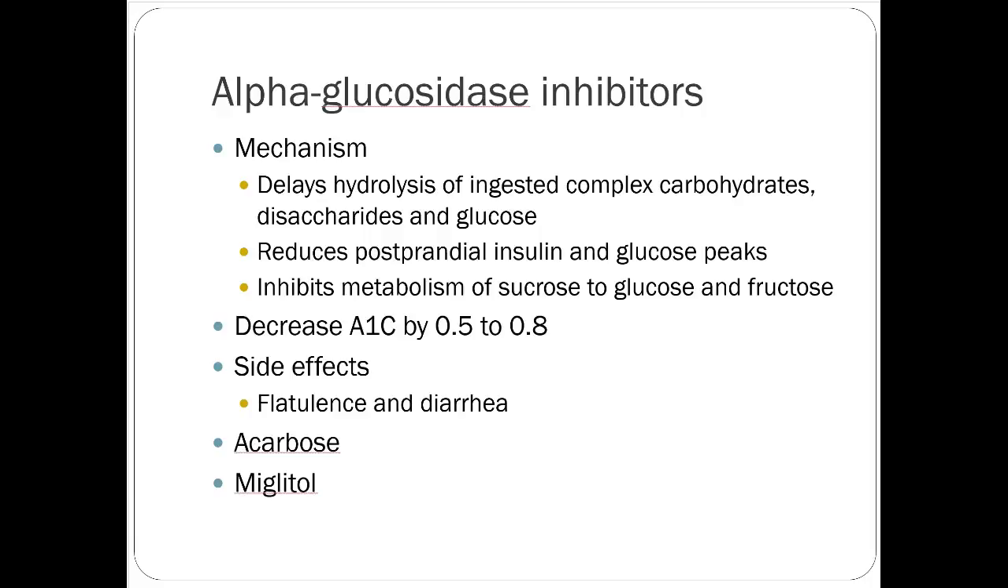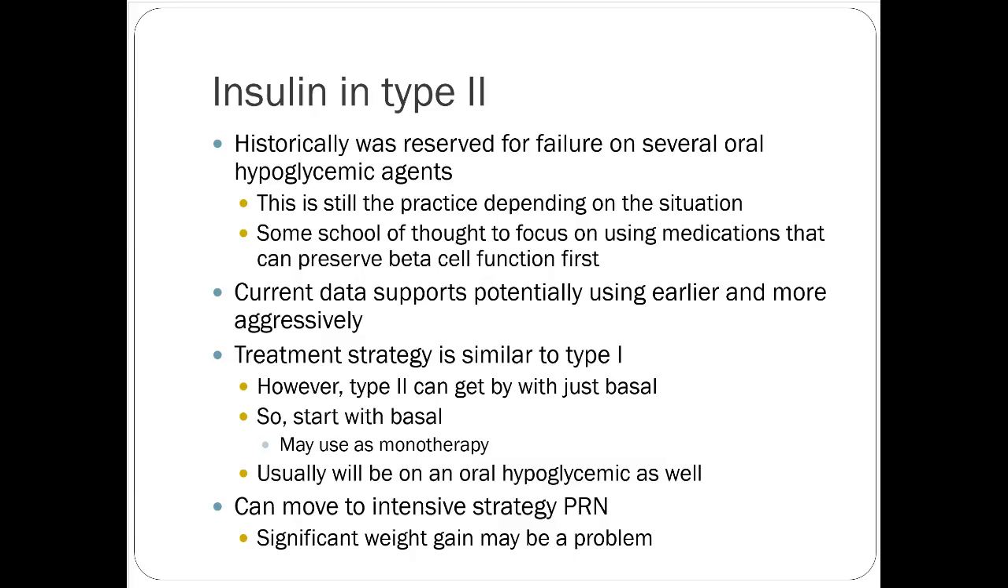Alpha-glucosidase inhibitors. These are delaying hydrolysis of ingested complex carbohydrates. So they're working primarily in the GI tract, which reduces postprandial insulin and glucose peak levels and inhibits metabolism of sucrose to glucose and fructose. They do decrease A1C substantially. However, they do cause some GI side effects that are unpleasant. So for the most part, patients don't tolerate these all that well. So not a preferred option whatsoever.